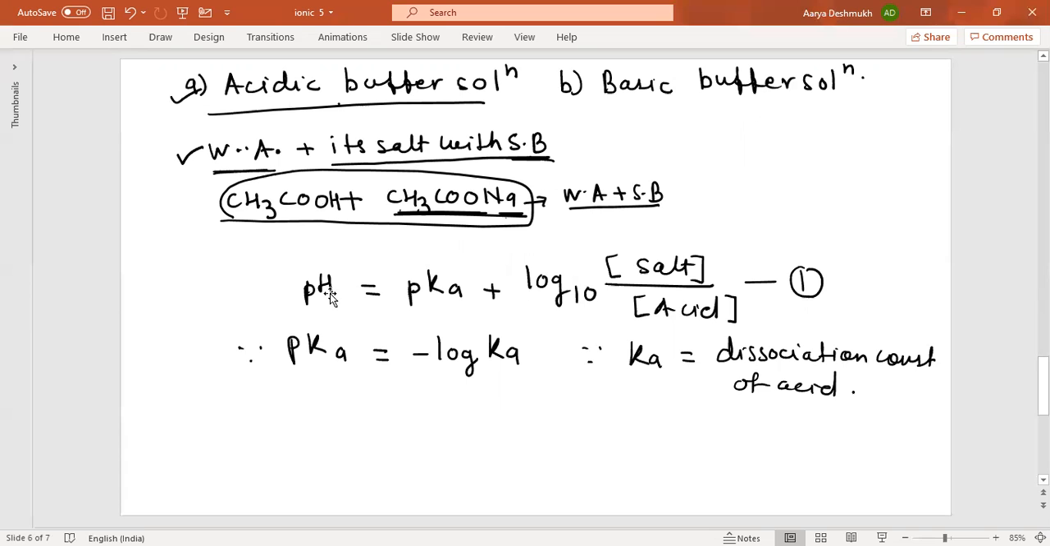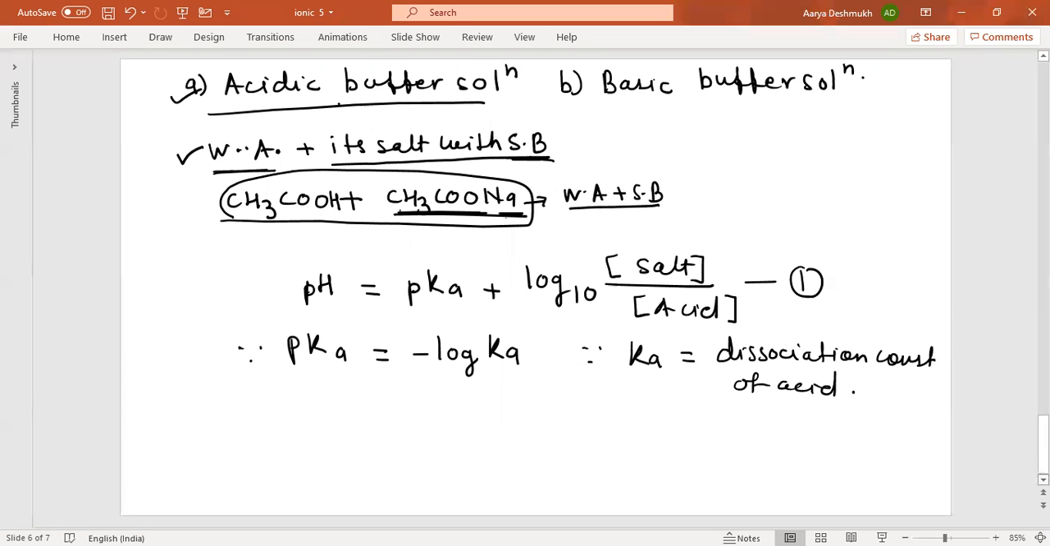The pH of this acidic buffer is given by the equation pH = pKa + log10 of the concentration of salt divided by the concentration of acid. Here pKa is equal to negative log of Ka, and Ka is nothing but the dissociation constant of the acid. You will be using these equations for solving numericals. So the acidic buffer is the combination of a weak acid and its salt with a strong base. Just remember this. We'll be doing the numericals later on.